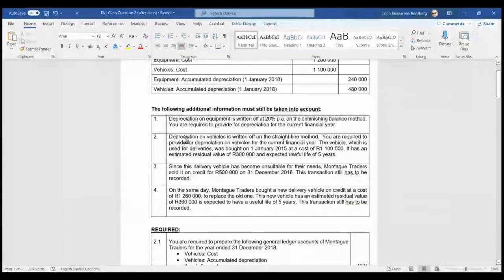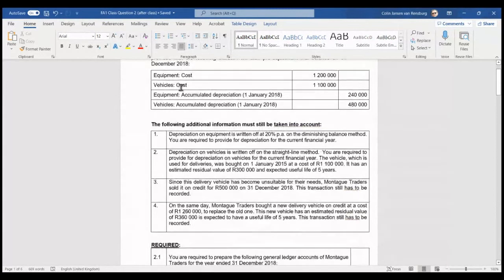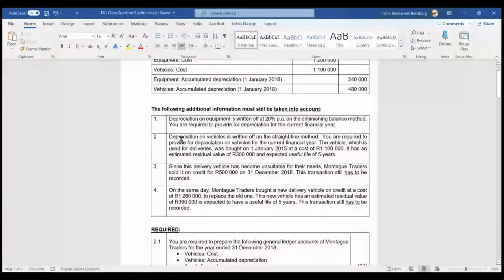Now let's go to the second one, ladies and gents. Let's read through that. They say depreciation on vehicles. So that is now the other category of property, plant, and equipment, right? So we've got two categories, equipment and vehicles. We've dealt with the equipment. Now we've got to deal with the other category of PPE. They say depreciation on vehicles is written off on the straight line method, right? So now we're not using diminishing balance, we're using the straight line method for the vehicles.